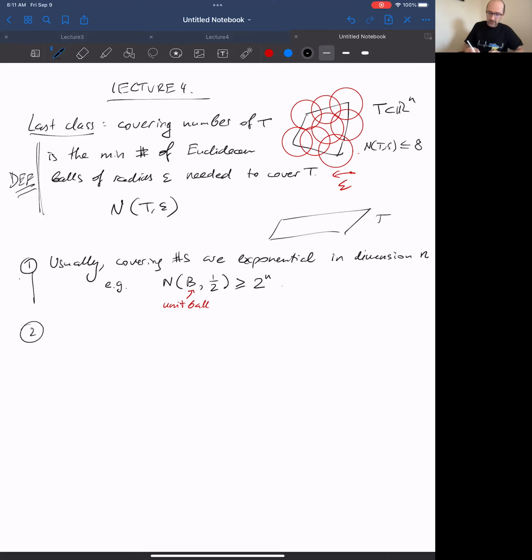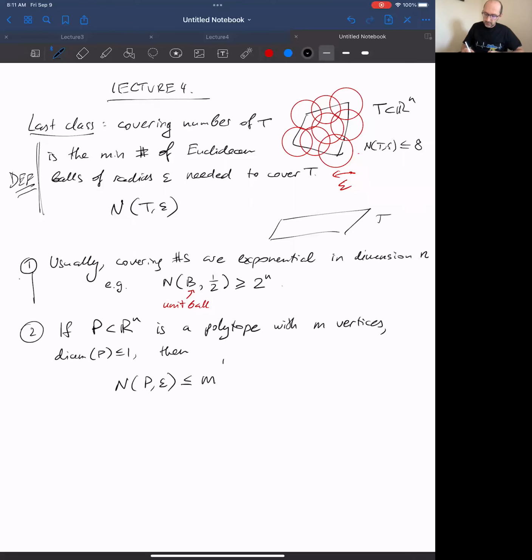That's also surprising. So if P is a polytope with m vertices, and for scaling we assume that the diameter of P is less than 1, then we can cover it with something that's polynomial in m, in the number of vertices.